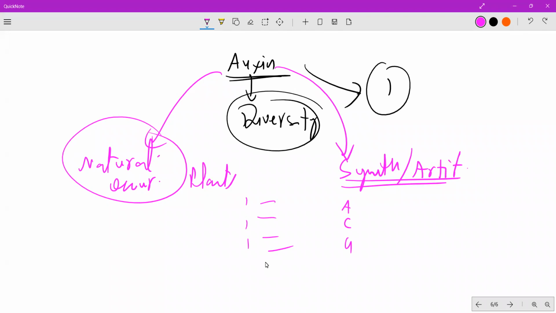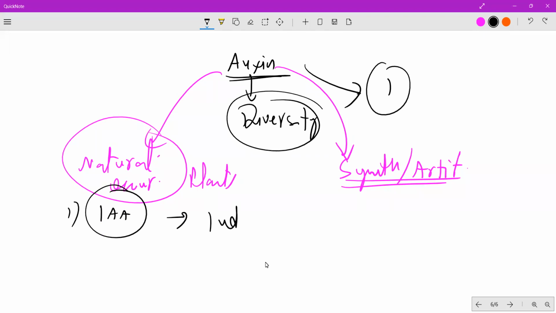So let us talk about synthetic auxins, which are the counterpart of the naturally occurring auxins. When I talk about the naturally occurring auxins, the very first thing that comes to mind, everybody knows this, is one of the most abundant auxins in plants. This is IAA, a natural auxin. IAA stands for indole 3 acetic acid. So this is one of the most abundant auxins found in plants.